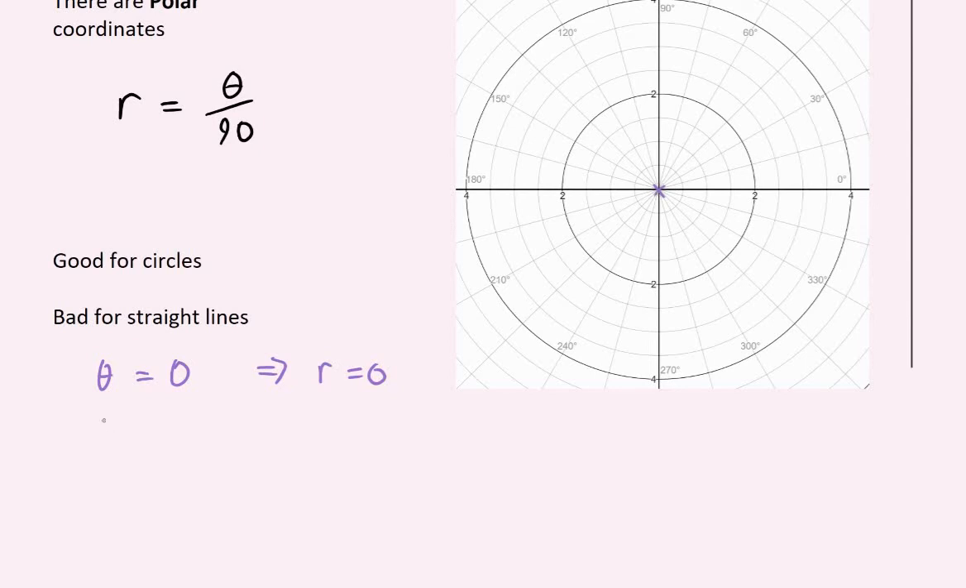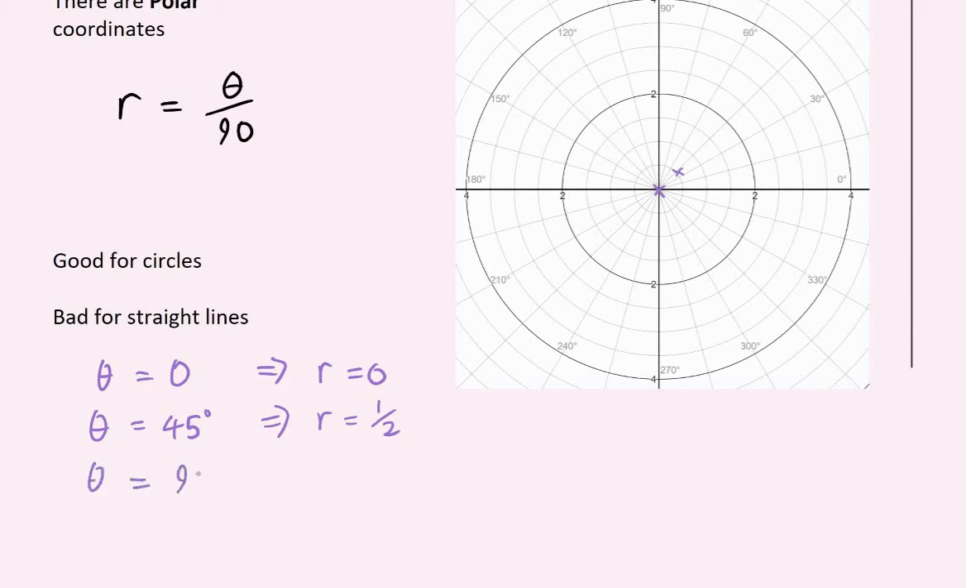I'm going to jump a bit. The next point I'm going to look at is what happens when theta is 45 degrees. So going back to my equation, this is now 45, and 45 divided by 90 is a half. So when theta is 45 degrees, my radius is going to be a half. So on my graph, 45 degrees is this line here, and I want a radius of a half, which is that little line here. Okay, keep going.